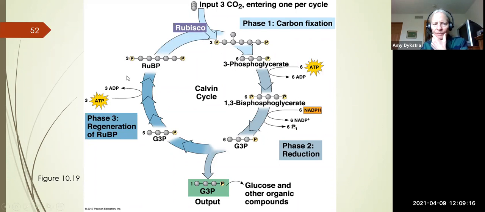So you have to have 9 ATPs times 2, because you want glucose. You don't want just G3P. So it's going to take 18 ATPs and it's going to take 12 NADPHs. This difference in the amount of ATP and NADPH is what explains cyclic electron flow, which is what we are going to next. So before we go into that, do you guys have questions about the Calvin cycle?